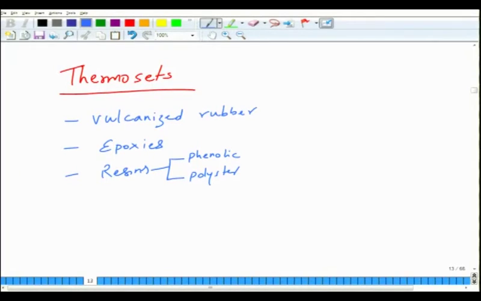Similarly, any epoxy, bakelite. Bakelite is another example, used in a lot of electrical applications. It can withstand high temperature, but it decomposes at high temperature rather than melting, it does not soften.